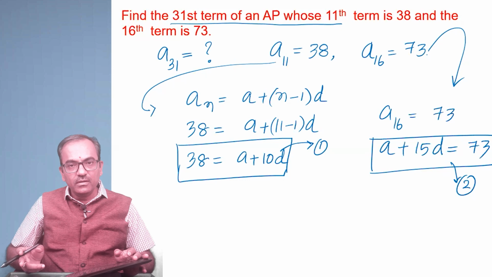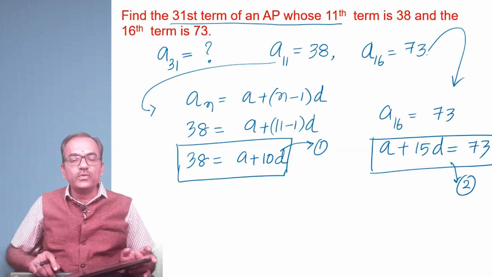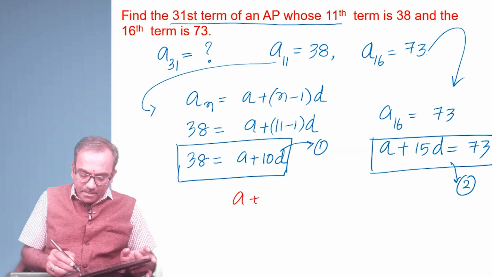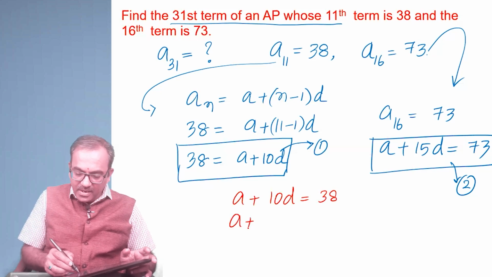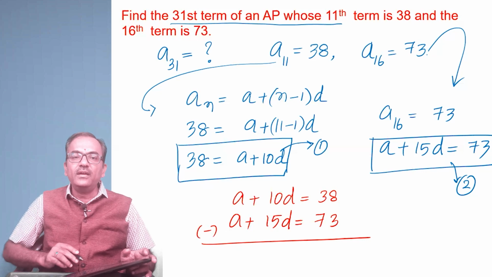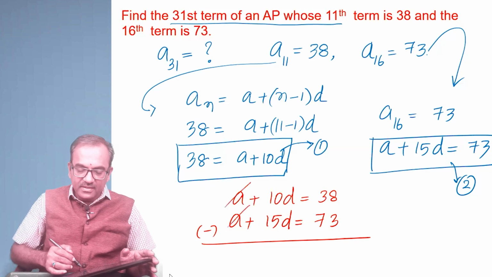In order to solve simultaneous linear equations, we have three different methods. Number 1, substitution, number 2, elimination, and number 3, cross multiplication, which we will be dealing with in more detail in the forthcoming chapters. Now let us try to solve it by elimination. So I have a plus 10d is equal to 38, then a plus 15d is equal to 73. Now let me subtract so that I get rid of a, and the entire equation will be in terms of d only. So plus a and minus a gets cancelled.